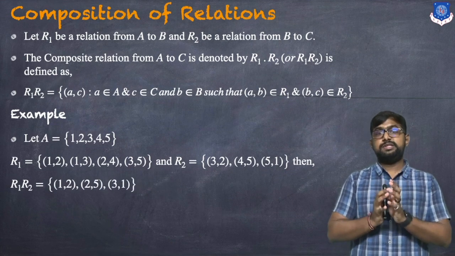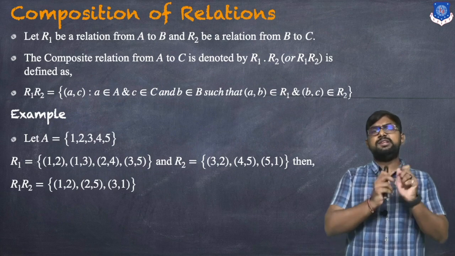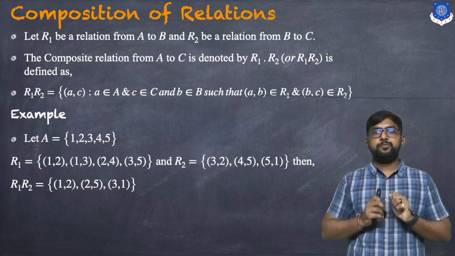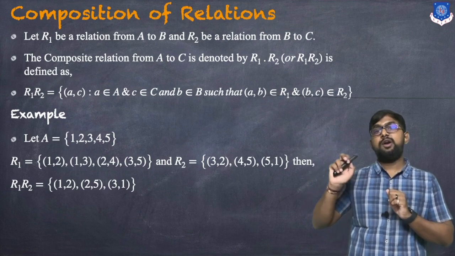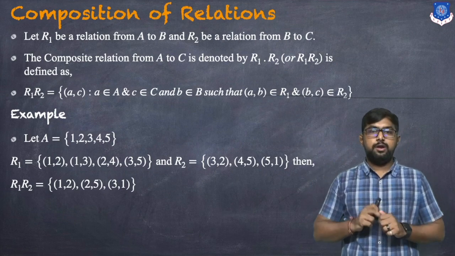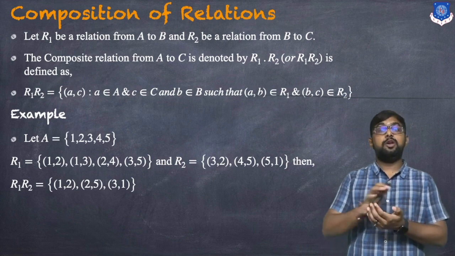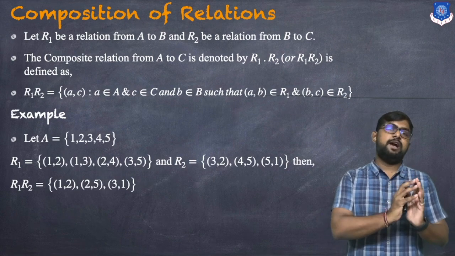Okay, so first for R1 R2, just consider the first pair (1,2). Now 1 is related to 2. Now check in R2: 2 is related to which point? You can see that 2 is related to none of the points. So just leave that pair.